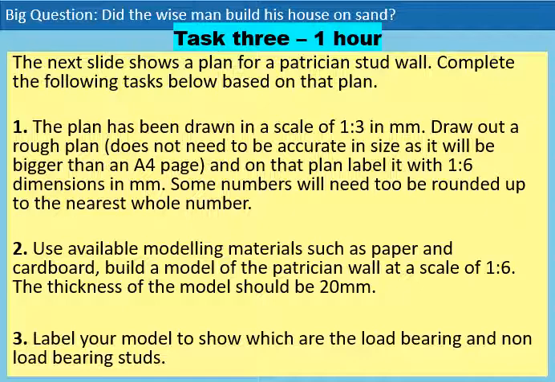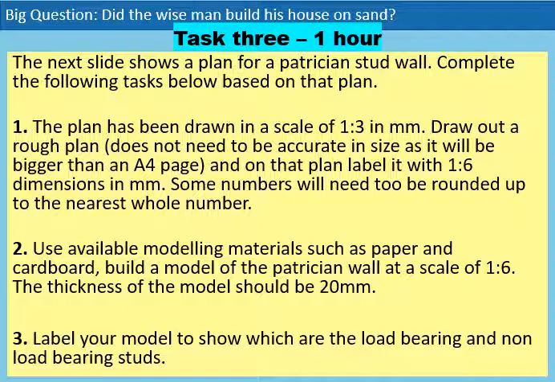If you're reading this and you don't know, you can either use the internet to find relevant resources to help you, or YouTube. YouTube's great for this kind of stuff, or look back at the work that was set last week. Okay, continuing with reading the task. Draw out a rough plan. It does not need to be accurate in size, as it will be bigger than an A4 page. And on that plan, label it with 1 to 6 dimensions in millimeters. Some numbers will need to be rounded up to the nearest whole number.